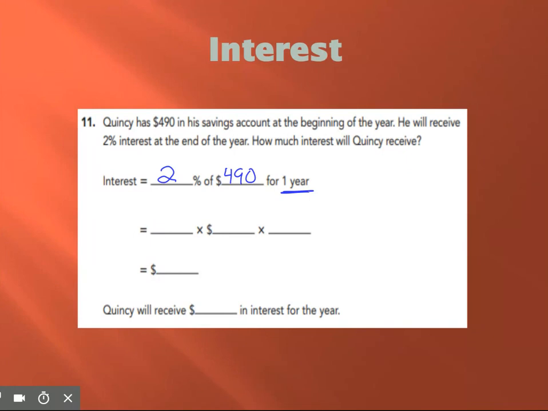So 2% as a fraction is 2 over 100 times $490 times 1. So 2 times 490 would give us $980 over 100. I can cancel out 1 zero. And 98 divided by 10 is going to give us $9.80. So Quincy will receive $9.80 interest for the year.